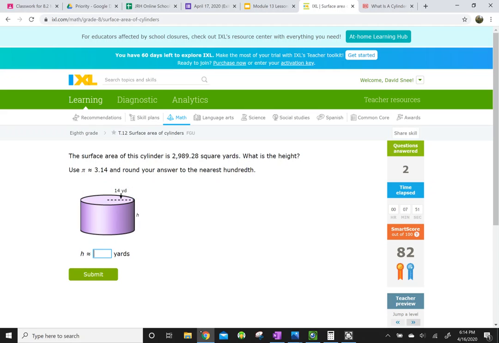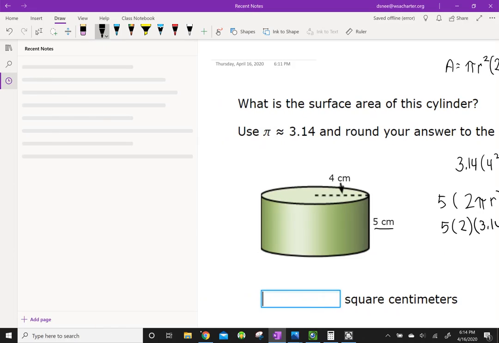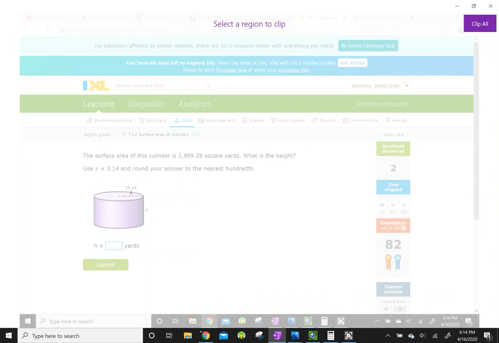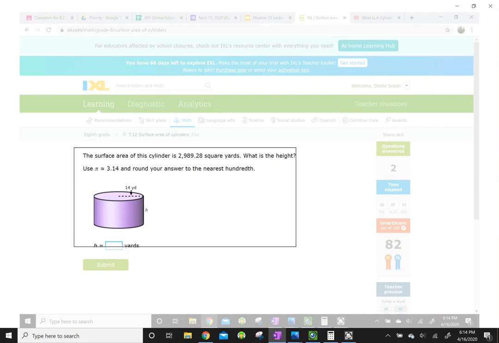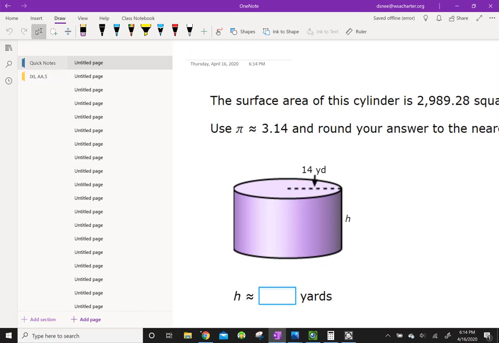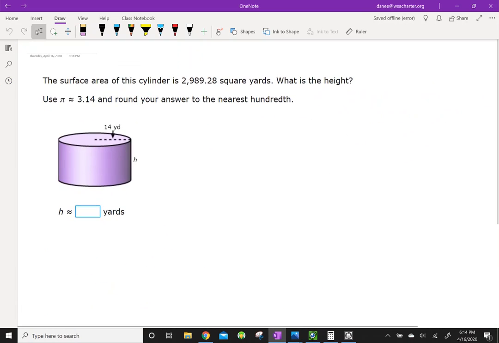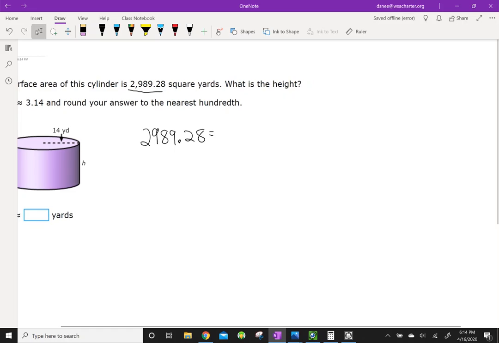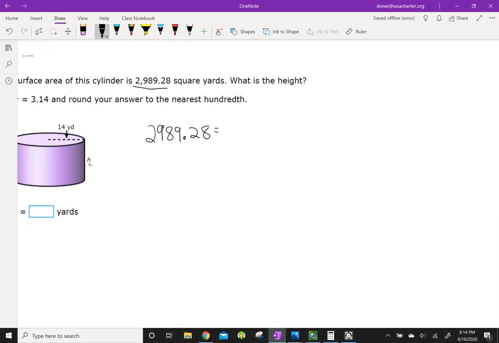This one is a little different. This one starts with the surface area. This one gives you the surface area. So we've got to work backwards a little bit here. Okay, so my surface area is right here, 2989.28. And I know how to find surface area using this information here.